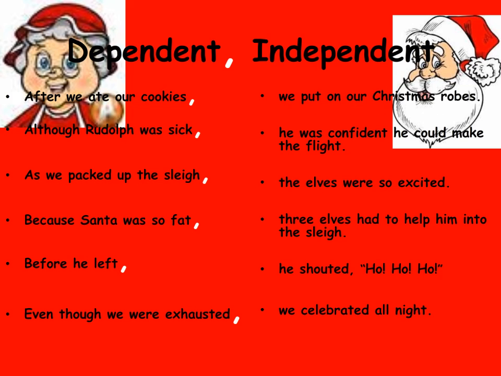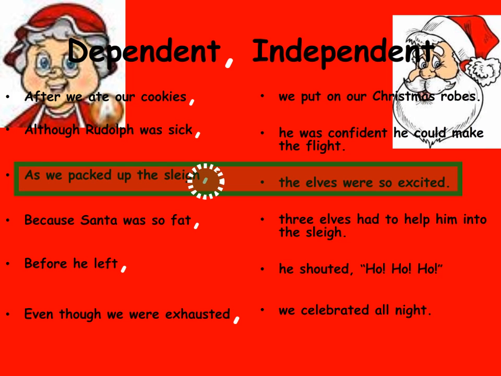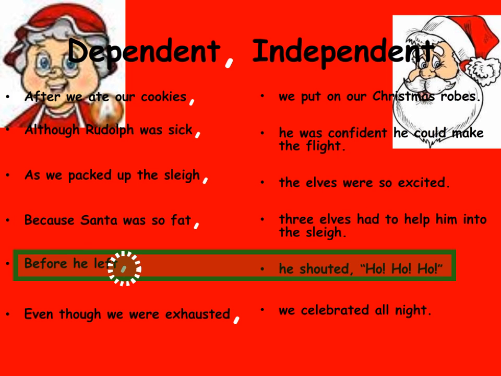Notice in any of these examples, the dependent clause comes first, but there has to be a comma before the independent clause. Although Rudolph was sick, he was confident he could make the flight. As we packed up the sleigh, the elves were so excited. Because Santa was so fat, 3 elves had to help him into the sleigh. Before he left, Santa shouted, ho, ho, ho.